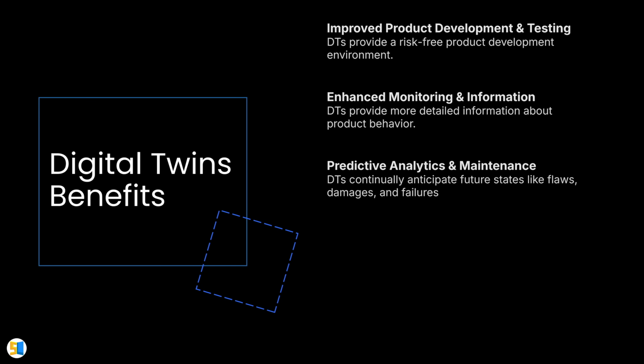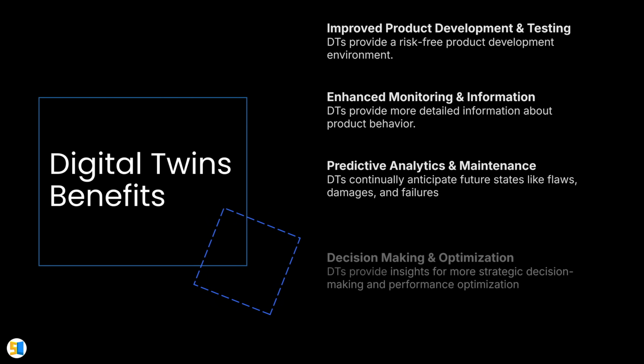Next, predictive analytics and maintenance. Digital twins continuously anticipate future states like flows, damages, and failures, enabling the creation and testing of fresh configurations for preventive maintenance procedures. They play a crucial role in predictive maintenance.